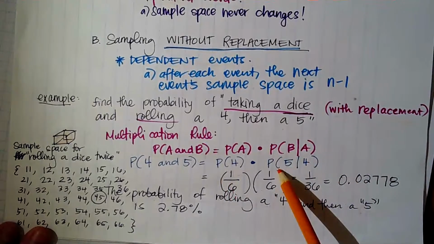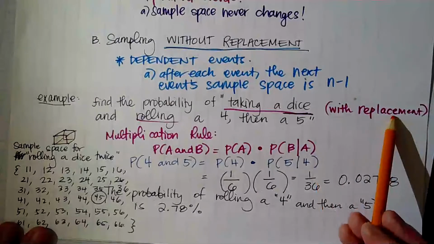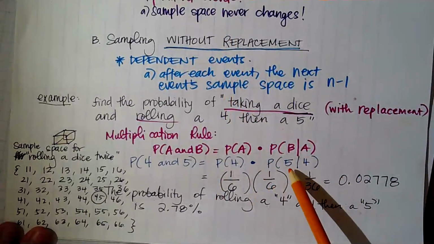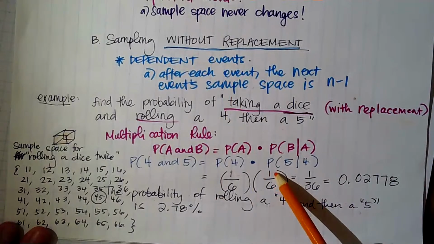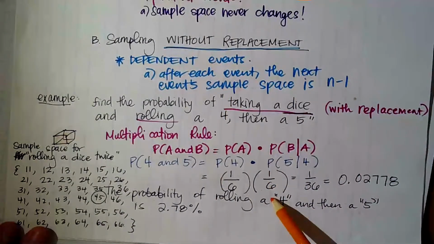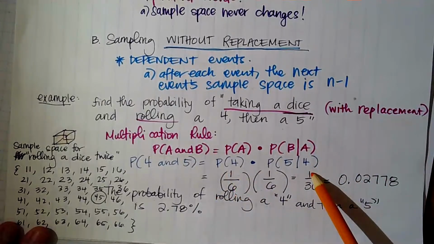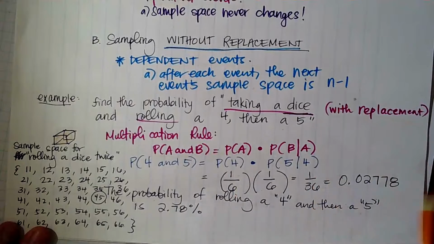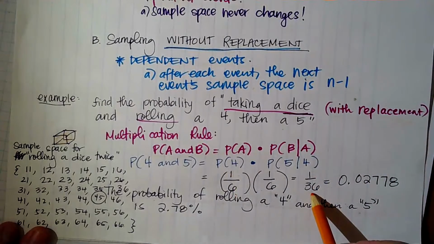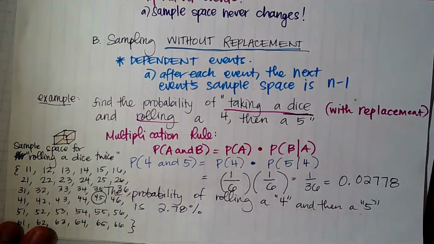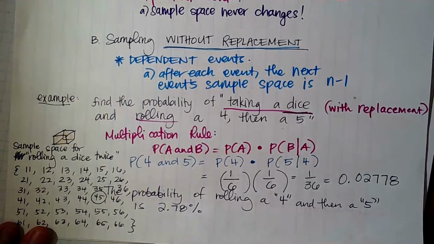The probability of rolling a 5 after a 4, given that this is replacement, these are independent events. So for the probability of rolling a 5, there's only one face on the dice that has 5 dots out of the 6 faces. Multiply these together, top times top, bottom times bottom. 1 times 1 is 1. 6 times 6 is 36. So this is the ratio of that probability that gets converted into a decimal. And then my contextual representation says the probability of rolling a 4, then a 5 on a dice is 2.78%.